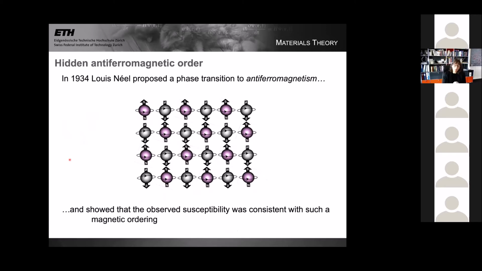But it was not measured directly for another 20 years, when techniques of neutron diffraction and neutron scattering evolved to a state where it could really become unhidden and be measured directly, as a kind of direct unhidden order.